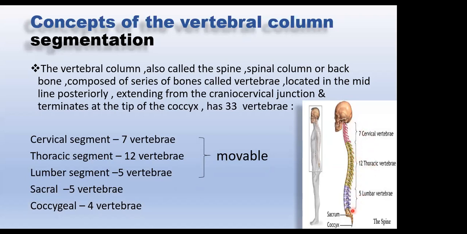In addition to that, we have the sacral segment, which consists of 5 fused vertebrae, and the coccygeal segment, which consists of 4 fused vertebrae. In this segment, there is a variation in the number of vertebrae, which may be 3 or 5 vertebrae. The last 2 segments are regarded as unmovable segments.